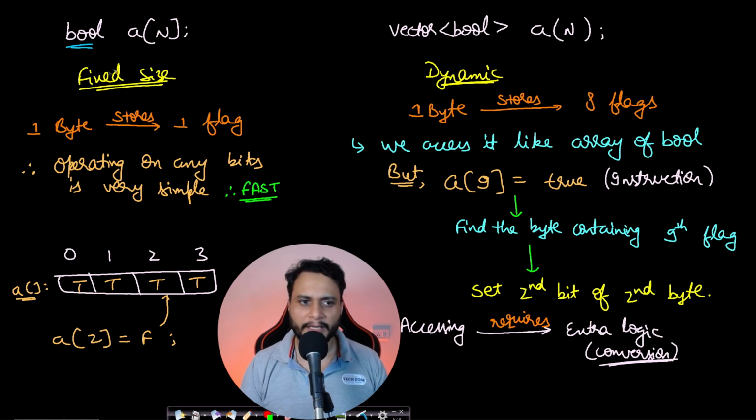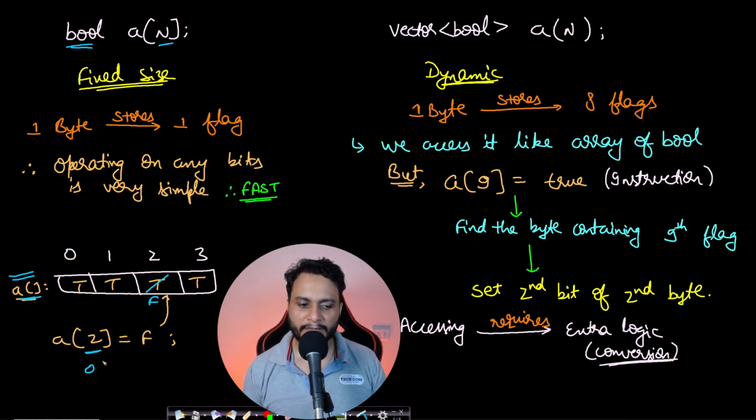If you look at the boolean array, when we declare a boolean array of size n, it will be of fixed size. So this is also a constant here, right? Now in this case 1 byte stores 1 flag, so this is very simple. If I declare an array of size 4, then this is how it will get declared, and if I want to set array at 2 equals to false, then this will be overwritten to value false.